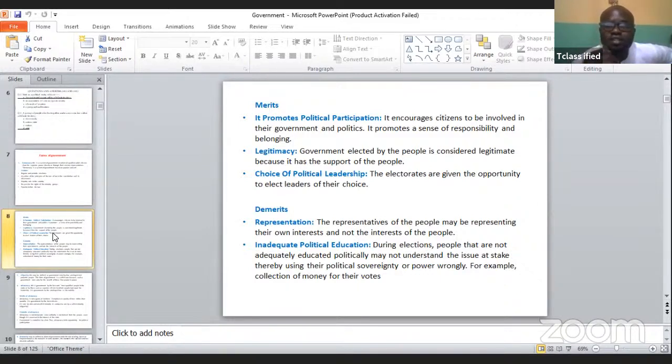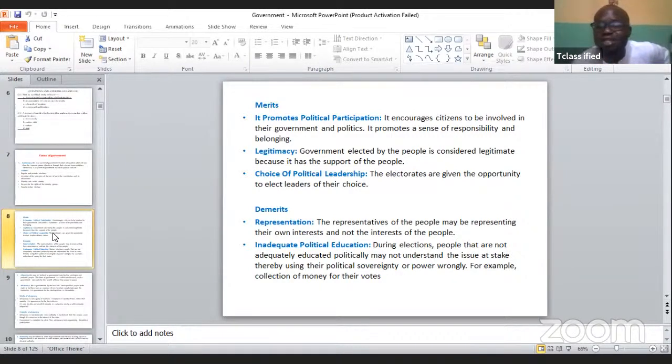Then there is also choice of political leadership. The electors are given the opportunity to elect leaders. So those are the advantages or merits of democracy. Then what are the disadvantages of democracy? The representatives of the people may be representing their own interest and not the interest of the people. Just like what we have in the National Assembly in Nigeria.